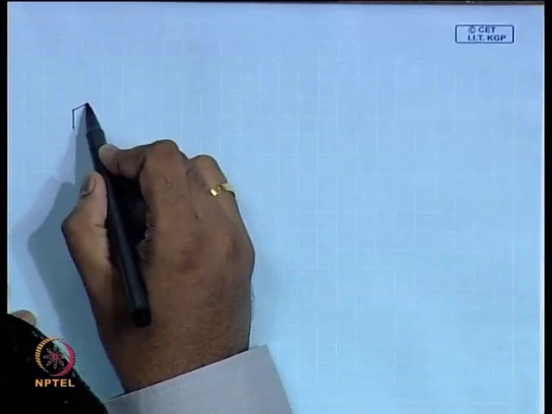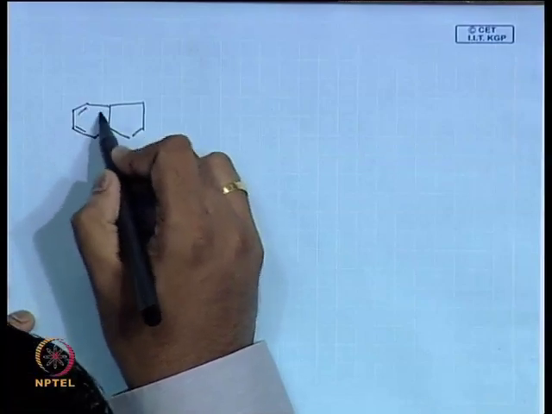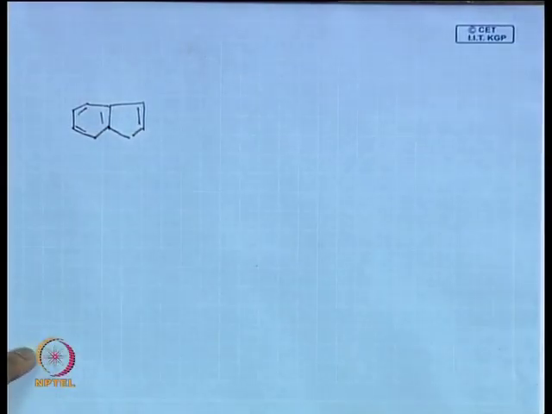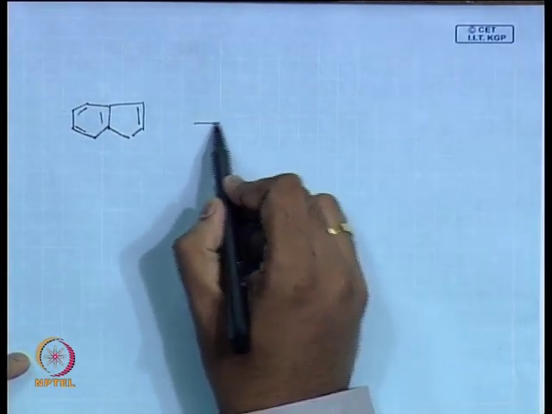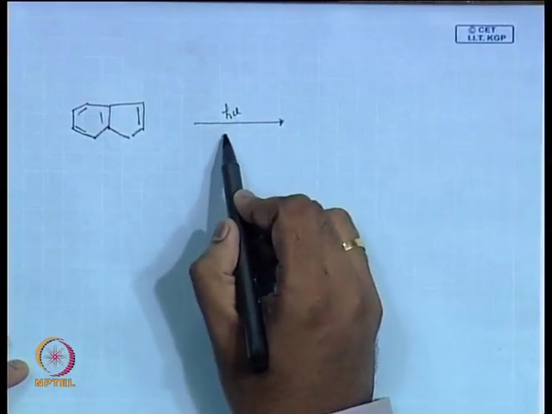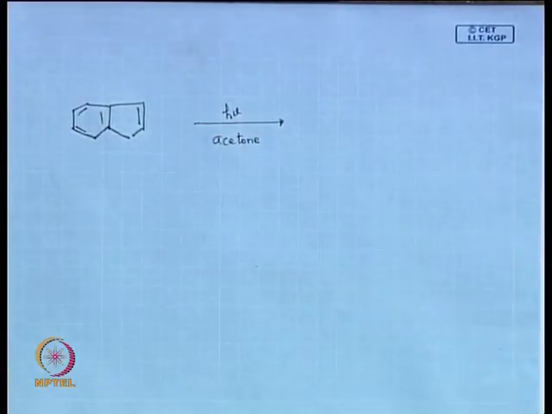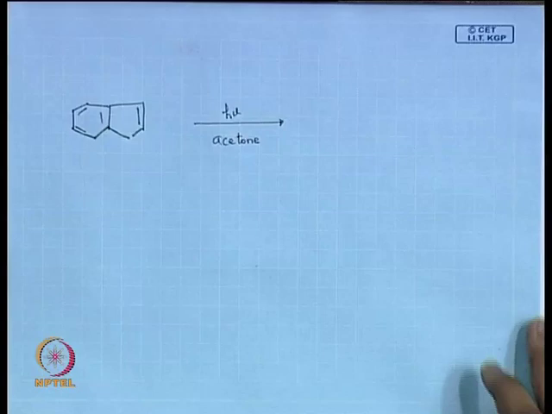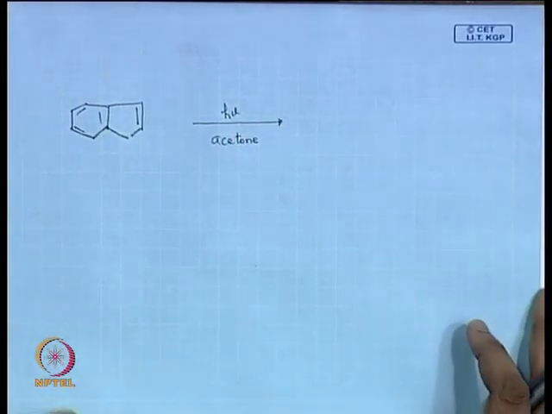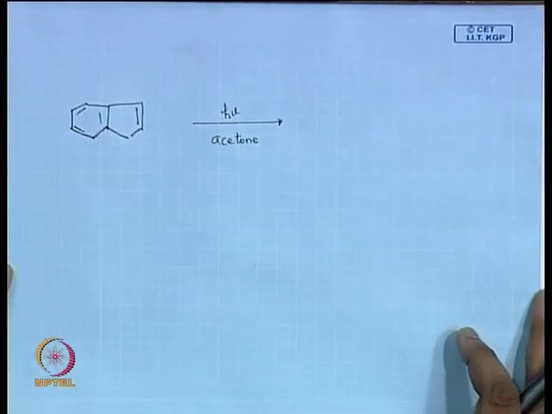Now, I take another example, an aromatic system, okay. I am photolyzing this in, you can take any solvent, or I say I'm taking acetone. That means I'm photolyzing this in acetone. So what are you thinking about this reaction? I take a compound, dissolve it in acetone and photolyze it. So what are you expecting? Yeah, you get dimerization. Yes.